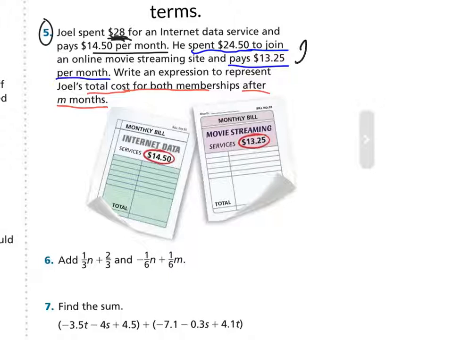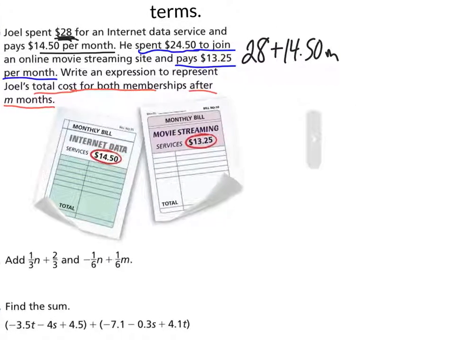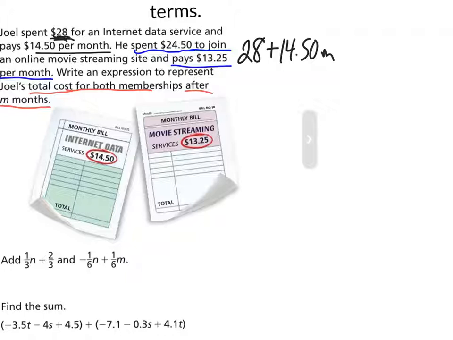So, for that first one, it'd be 28 plus 14.50m. And then the second one, so it'd be plus 24.50 plus 13.25m. And then you can combine like terms.